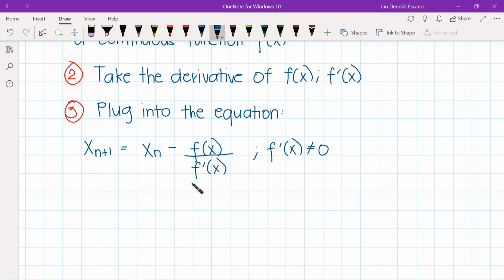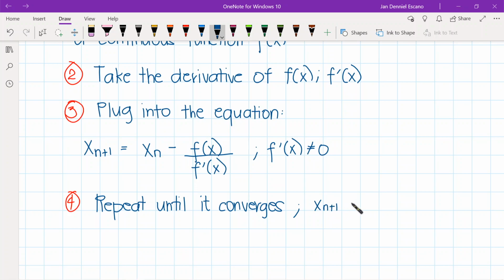So if you notice, it is the same as the fixed point iteration, the only difference is the equation that is used. The last step is, of course, we repeat the steps until it converges. Normally, that is what we do. Repeat until it converges, or until our x sub n plus 1 is almost equal or approximate to x sub n.